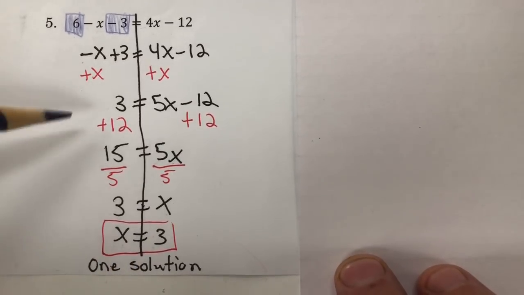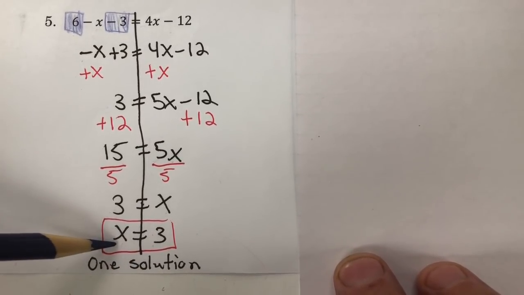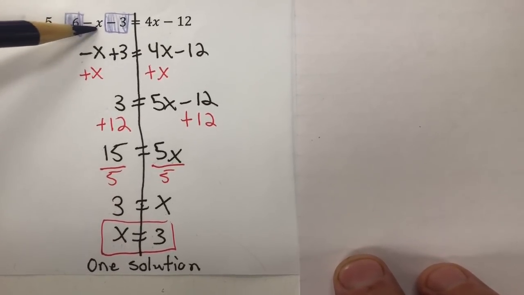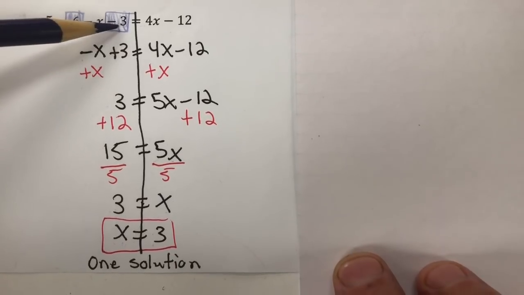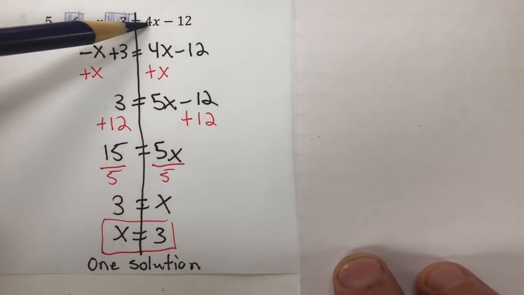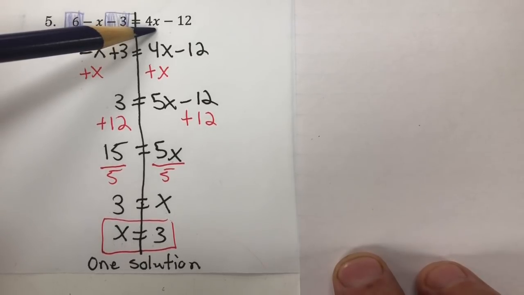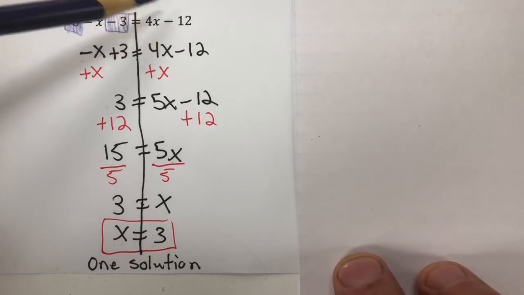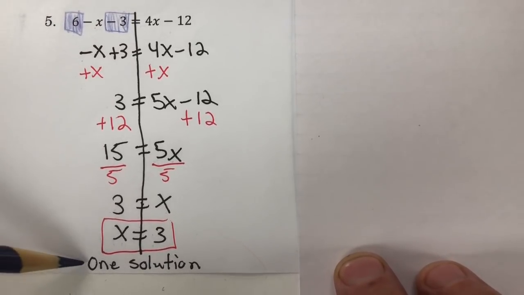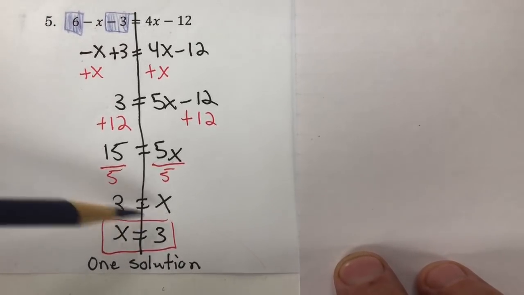And that's also how you can check to make sure your solution is correct. If x is 3, 6 minus 3 is 3. Minus 3 is 0. So this side has a value of 0. 4 multiplied by 3 is 12. 12 minus 12 is 0. So that holds true. 0 does equal 0. So x equals 3. That's the solution.